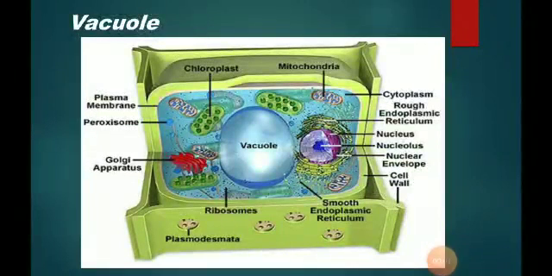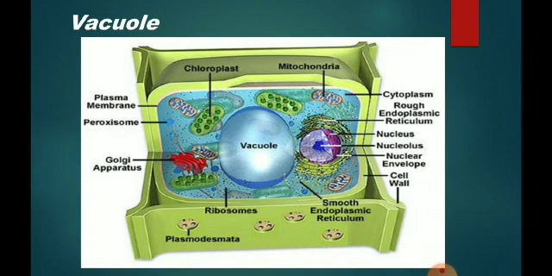Hello dear children, we are going to study the next cell organelle, that is the vacuole. The vacuole is a storage sac for solid or liquid contents. You can see the vacuole, a balloon-like structure, inside the cell. This is a plant cell, it has a cell wall, and in plant cells these vacuoles are very large.